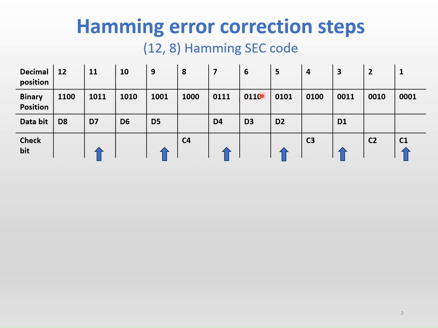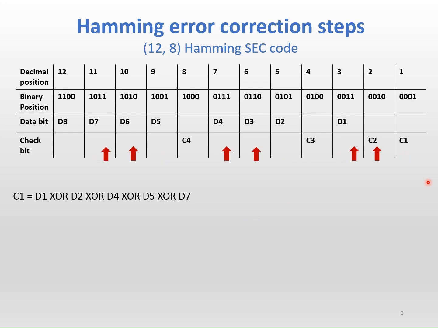This one doesn't have a 1 in the first place. 2 to the power 0 is not there. So, and then next one is this one, and next one is this one. So C1 will be covering D1, D2, D4, D5, and D7. And it is an even parity checking. So it is going to check D1 XOR D2 XOR D4 XOR D5 XOR D7. Is it understood? Now let's see what check bit 2 will do.